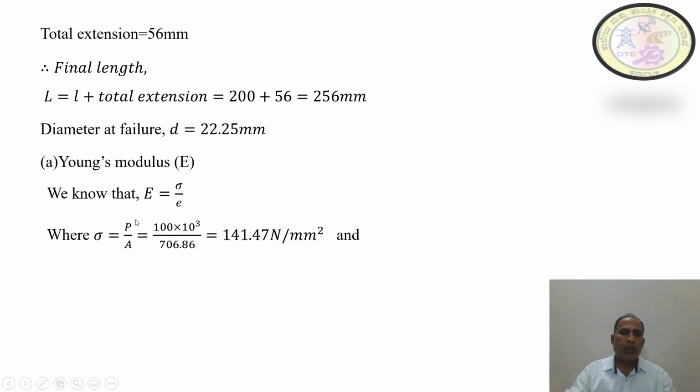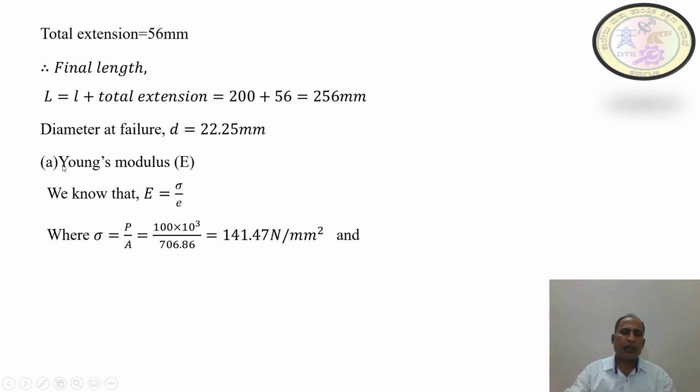So this P value will be, among the different loads he has given, one is the maximum load, one is the load at elastic limit, and one is the load of 100 kilonewton at which some extension takes place, 0.139 mm. So this 100 kilonewton load will be used for calculating the stress value, which is required for calculating the Young's modulus.